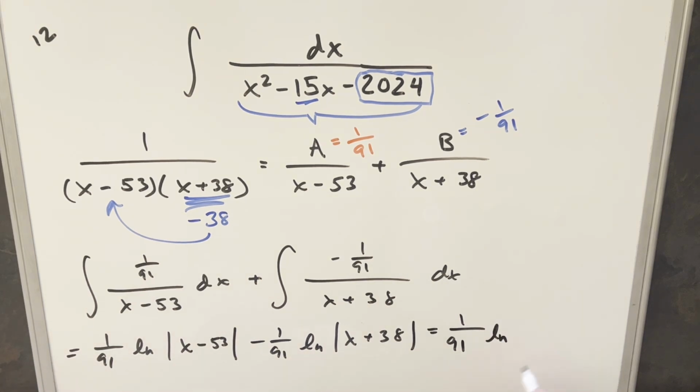We'll have a minus sign in here, and the log properties allow me to bring it together. And so for my final solution to this, we have 1 over 91 natural log of x minus 53 over x plus 38. Add a plus C if I can fit it, and that's it.